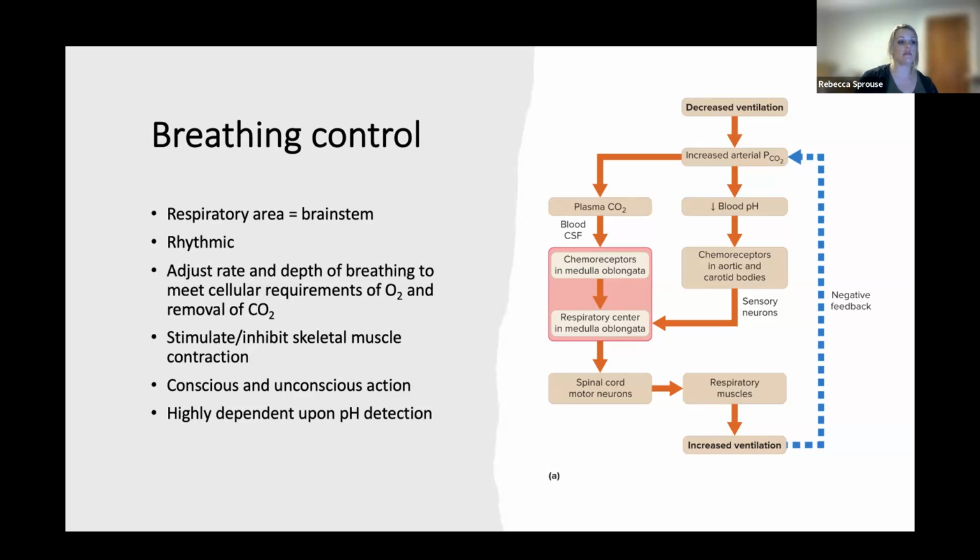Your nervous system can stimulate or inhibit skeletal muscle contraction according to how you need to breathe, faster or slower. You can do this consciously, but it also happens unconsciously. That's why you cannot ever die from holding your breath on your own, right? And it's highly dependent upon pH detection. And your brainstem does pH detection. What I'm going to talk about in just a little bit here, and I talked about it week 1, is carbon dioxide having acidic properties. So the more carbon dioxide that you have in your bloodstream, the more acidic your pH is going to be.